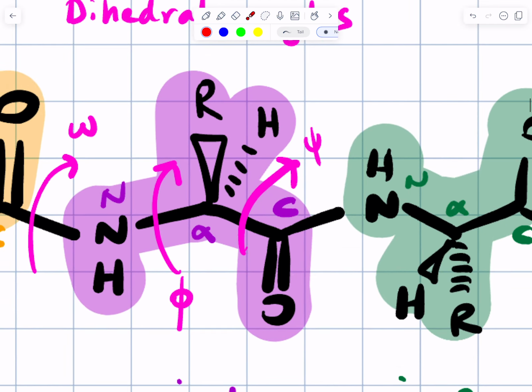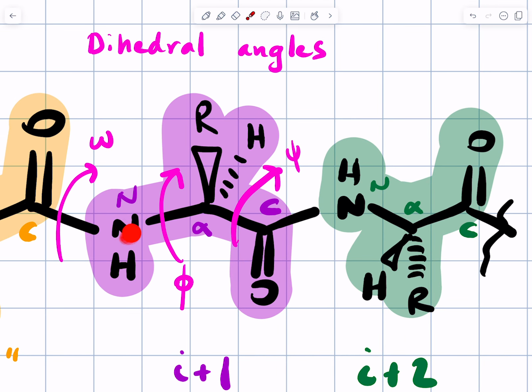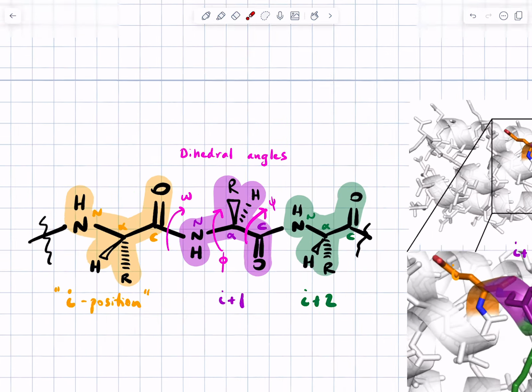Remember, phi is going to be rotation around the purple nitrogen to the purple alpha carbon. Notice that the purple nitrogen is sp2 hybridized. It's only going to have two things attached to it, the carbonyl carbon here and the proton here. In contrast, the alpha carbon is sp3 hybridized, so the alpha carbon is going to have three things attached to it. The alpha carbon will have the side chain, the proton, and the carbonyl carbon.